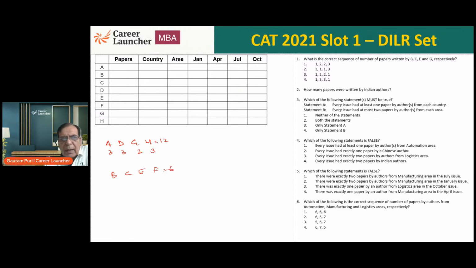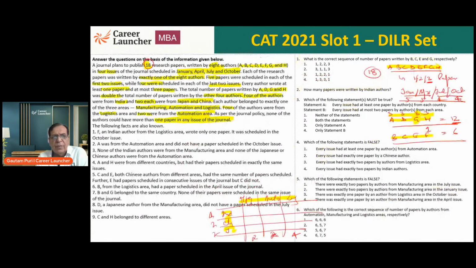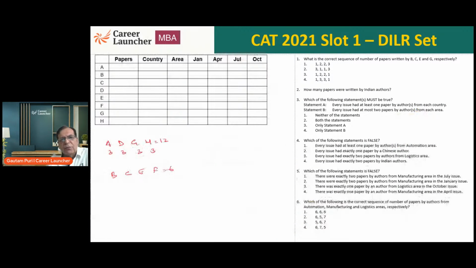We'll come back to the other stuff later. Then we know that there are 4 Indians, 2 Chinese, and 2 Japanese. And we also need to find out the domain they are working in. So we have Indian authors, Japanese authors, and Chinese authors. And the areas they have worked in are manufacturing, logistics, and automation.